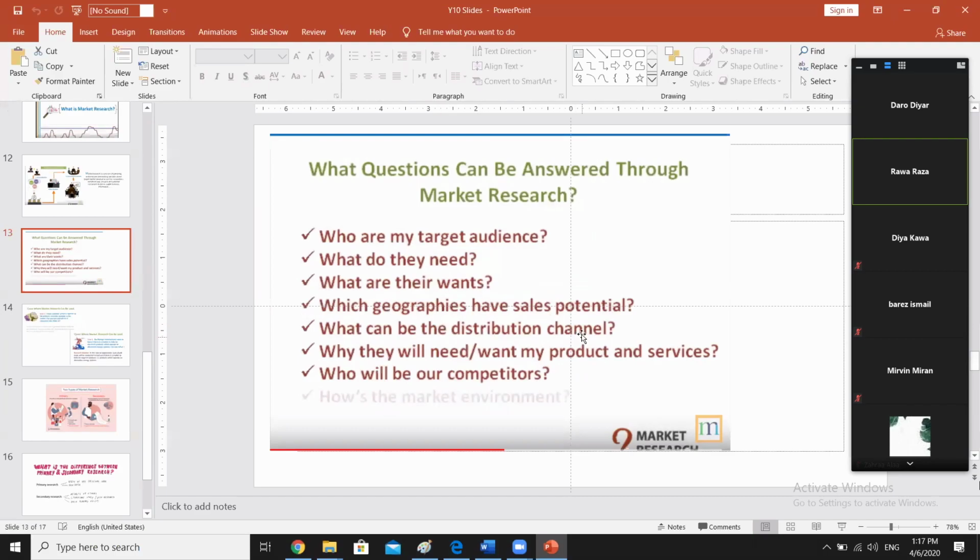What can be a distribution channel? For example, how will the customers receive your product? Are you going to have free delivery? Will the customers come to you themselves? Will you sell it to wholesalers and wholesalers sell it to customers? So which one is the most convenient for the customer? Market research will tell you that as well. Who are the competitors? How strong are they? In addition to these, if you go to the book, on page 153, you have more questions that market research could answer.